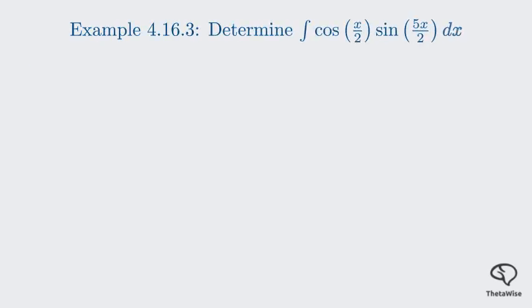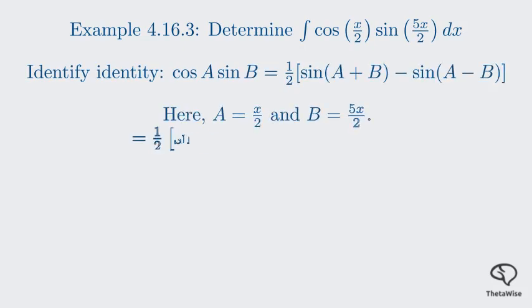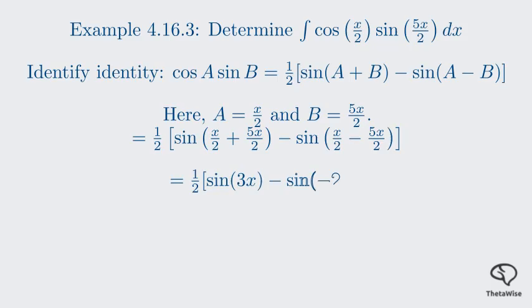The problem asks for the integral of cosine of 1/2 x times sine of 5/2 x. We use the identity cosine A sine B. Substituting, we get 1/2 times sine of A plus B minus sine of A minus B. Notice that A minus B is negative 2x.